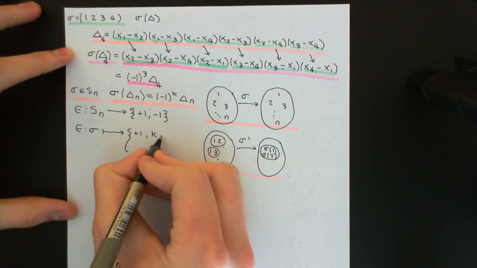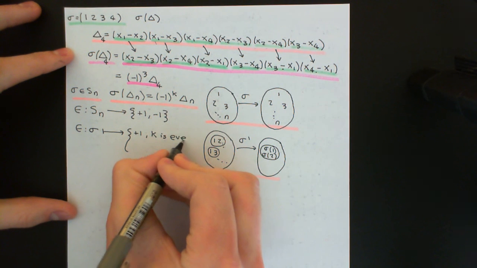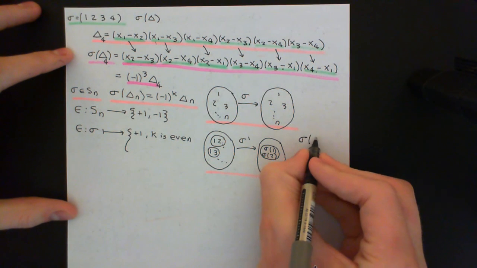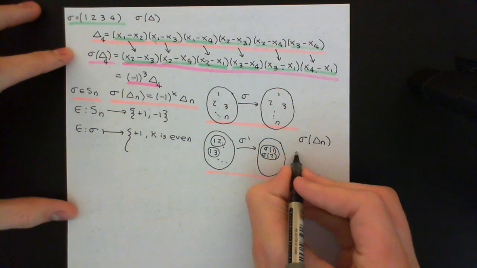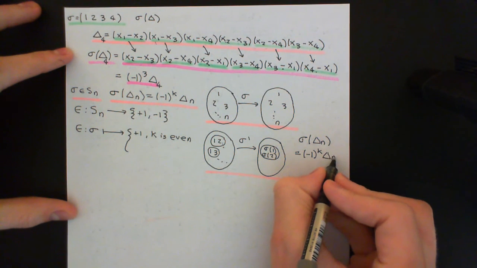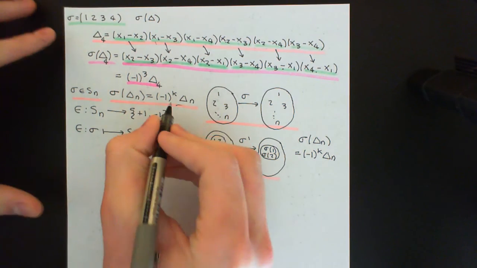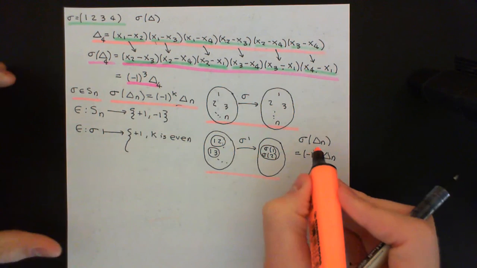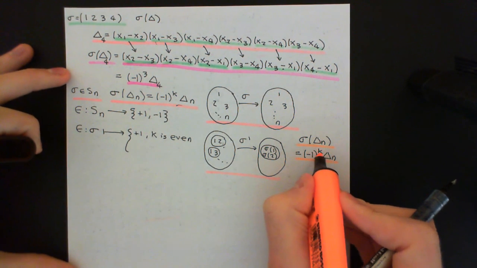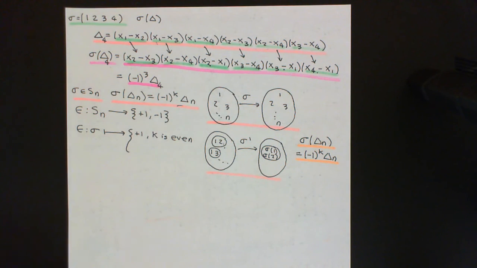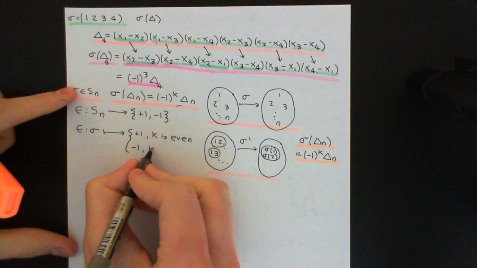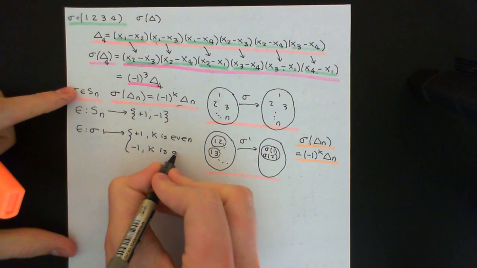So if k is even, okay, so what you do is you say, okay, I will work out what sigma of the polynomial delta n is going to be equal to. I will get something of this form, negative 1 to the power of k times delta n, and I've just realised it's written out there, but never mind, I've copied it out again. Okay, and if this k value here is an even number, then I'll give that permutation the number plus 1. And if it's an odd number, I will give that permutation the number negative 1.